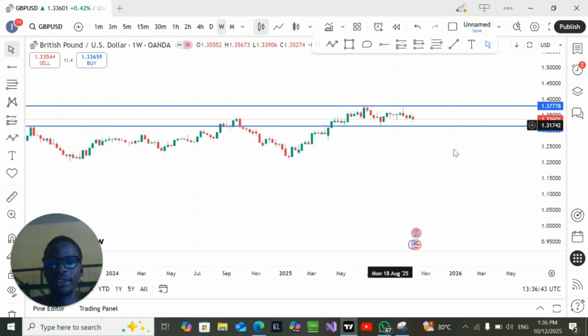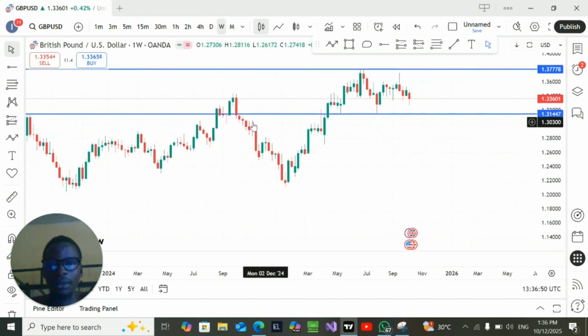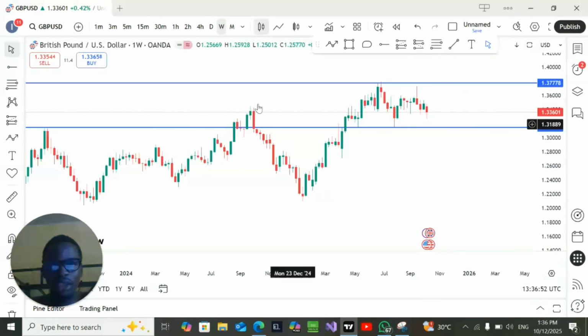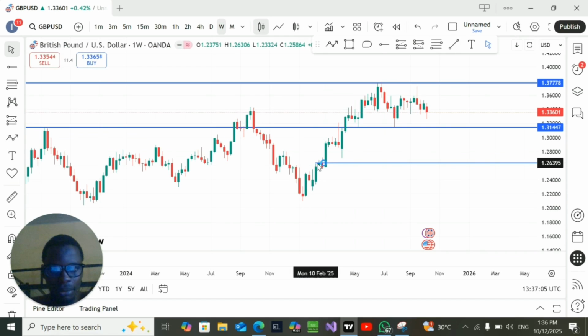So let's move on to the weekly chart. Okay, this is the weekly. From the weekly, you could see the market is moving in an uptrend like this. From the weekly, we have a demand here.